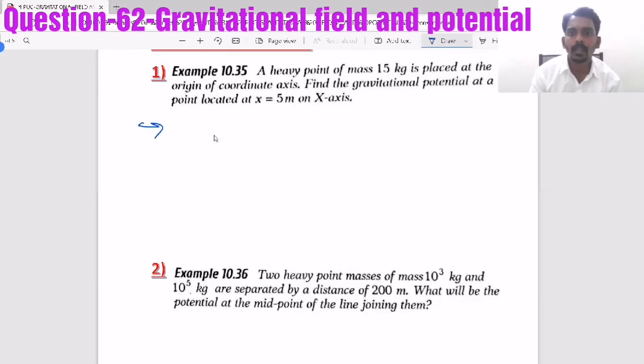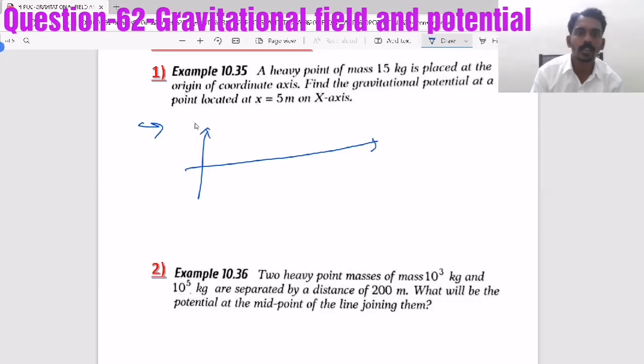A heavy point mass of 15 kg is placed at the origin of the coordinate axis. Find the gravitational potential at a point located at a distance of 5 meters. Very simple question. This is the x-axis, this is the y-axis, this is the origin. Here one mass of 15 kg is there. You have to find the gravitational potential at a distance of 5 meters.